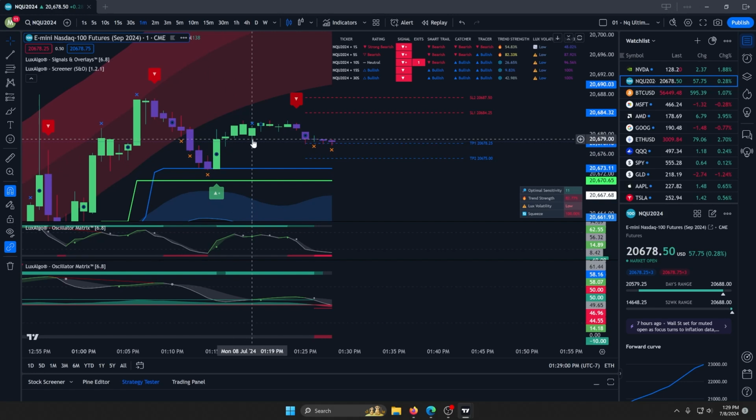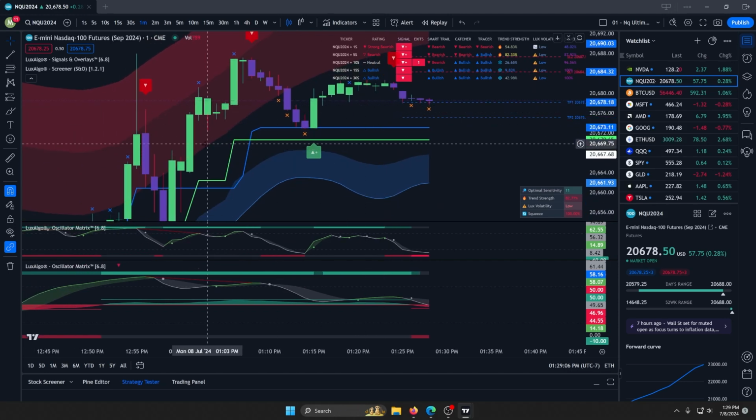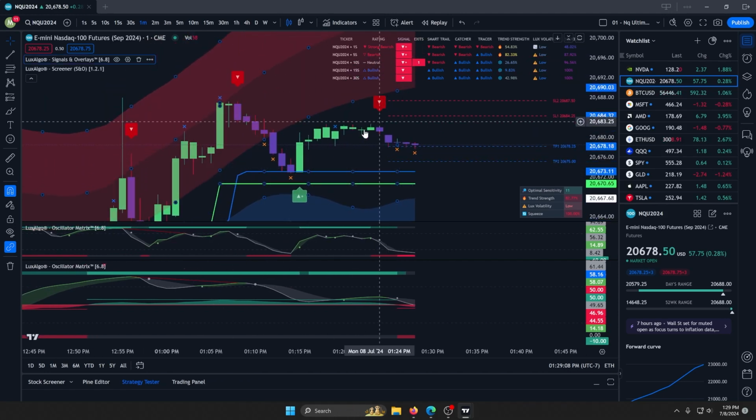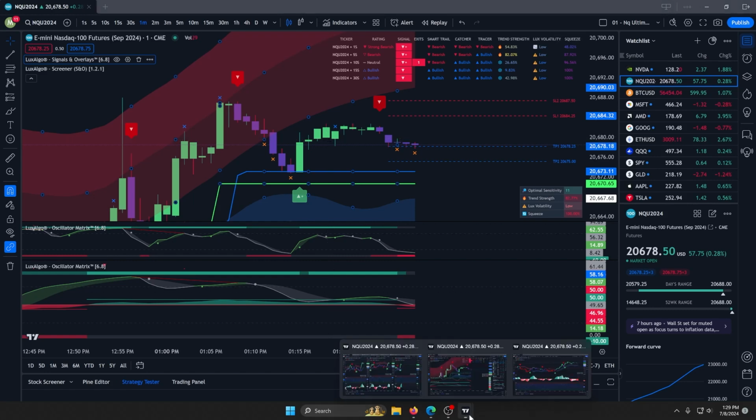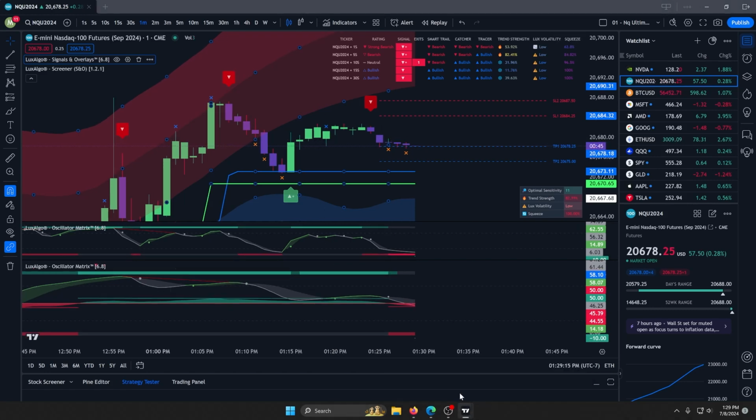Now, that's pretty much all there is to it. You're going to look on the higher time frames, determine the direction of the stock. Then you're going to take your entries on here with the signals.